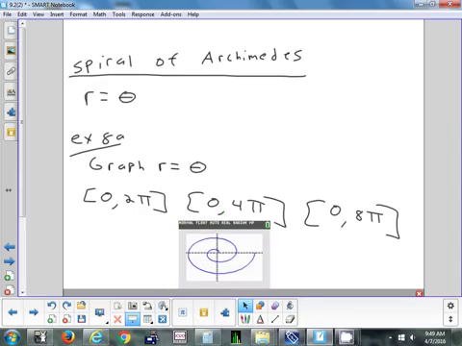Now, what if I did 0 to 8 pi? How many revolutions would I get there? 0 to 6 pi would be 3. 4. I'd get 4, because it's double what you had before. Yep. And I'd have to set my window as big as 8 times 3.14. I'd probably go up to 30 to get it on the screen.